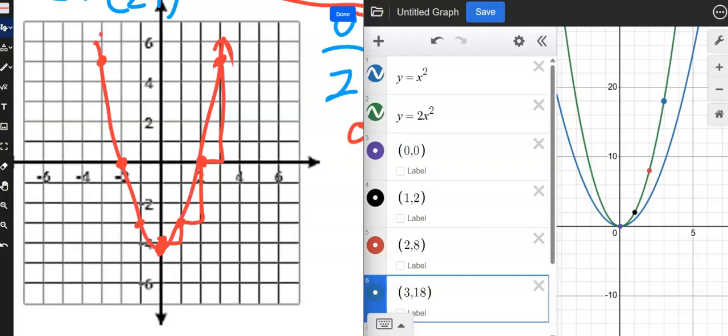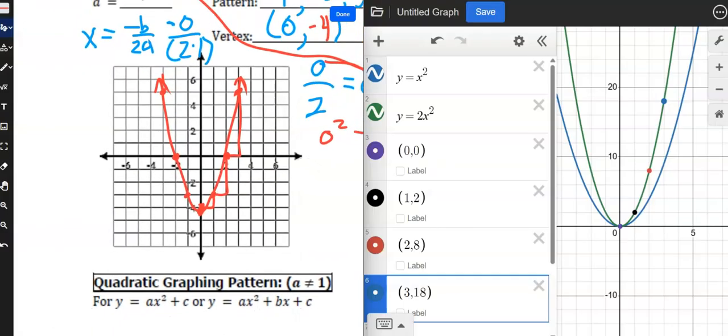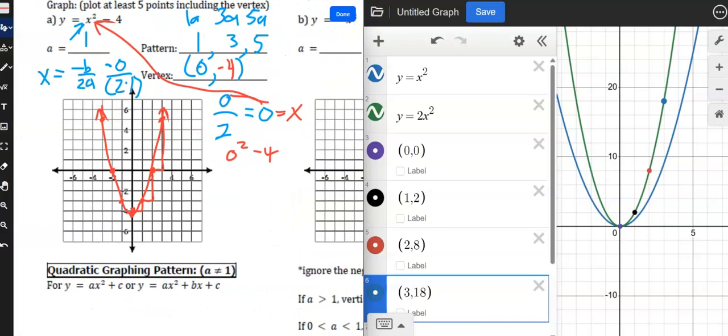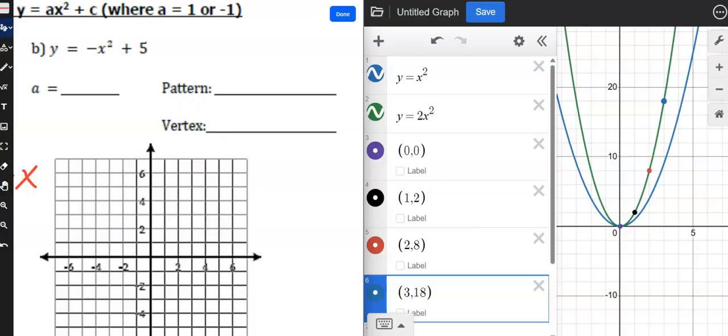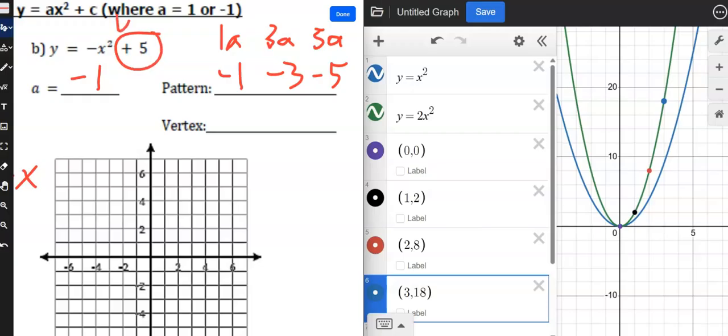So we can draw our parabola. Okay? So now my a value is negative. So if I'm using the 1a, 3a, 5a method for graphing, this would be -1, -3, -5. So this means it's going to be opening down. Now, as you can tell, no shift left and right, but we do have an up 5.